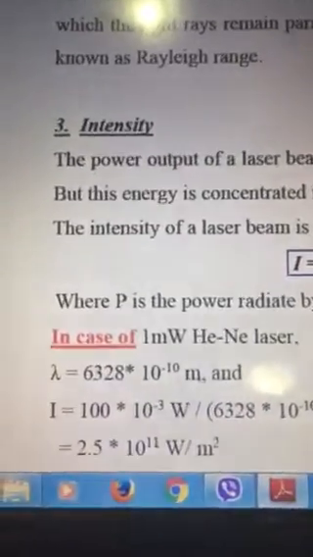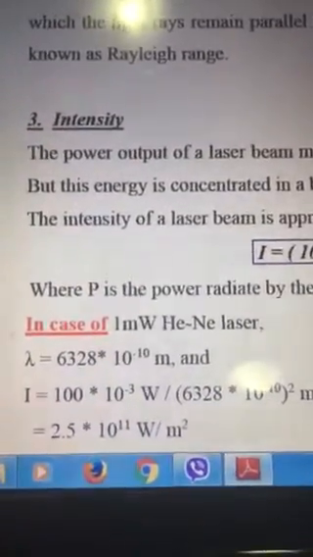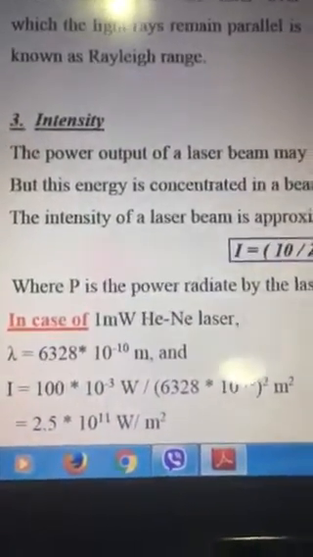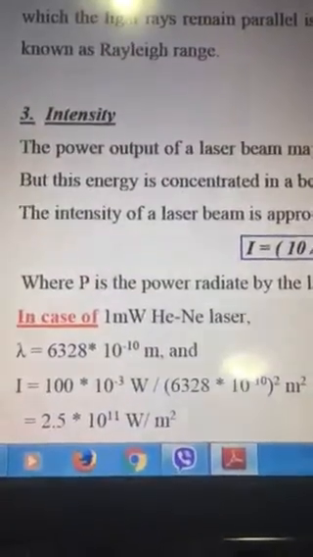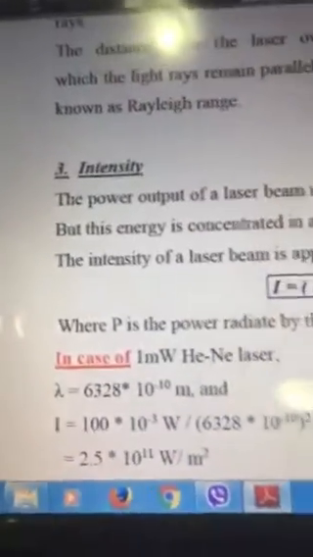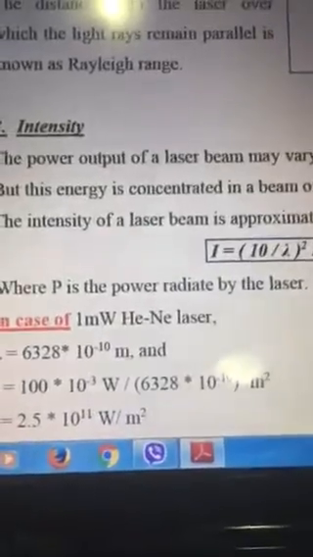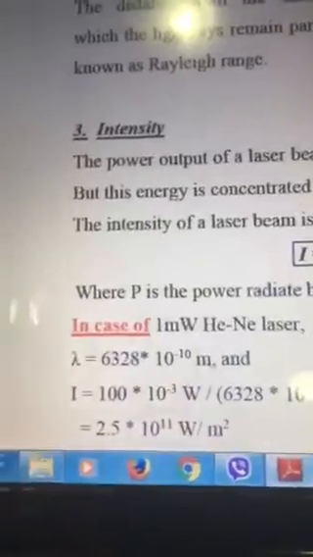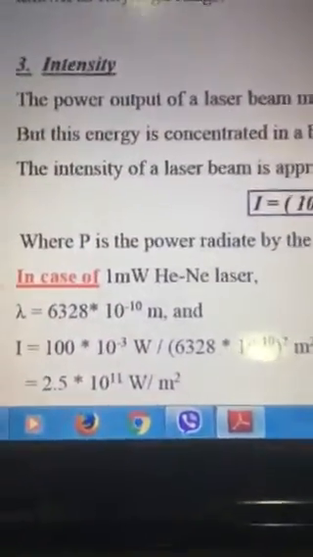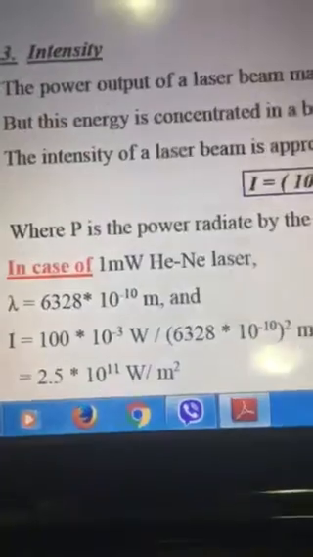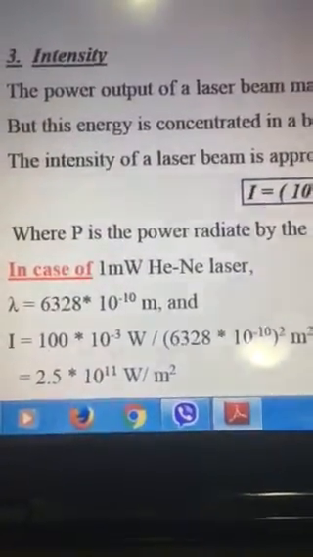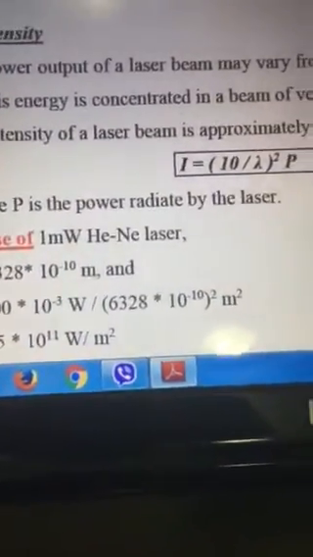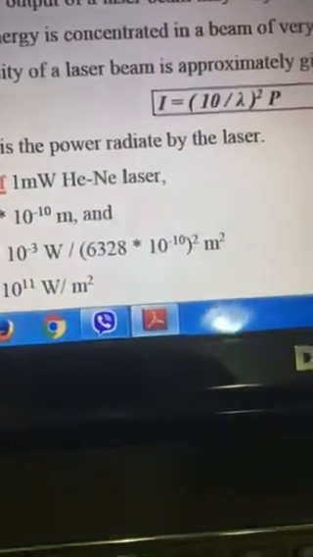Also, the intensity and the power output of a laser beam may vary from a few milliwatts to a few kilowatts, but this energy is concentrated in a beam of a very small cross section, and the intensity of a laser beam is approximately given by such an equation, which is I equals 10 divided by lambda squared multiplied by P. This is watt per square meter, where P is the power radiated by the laser.